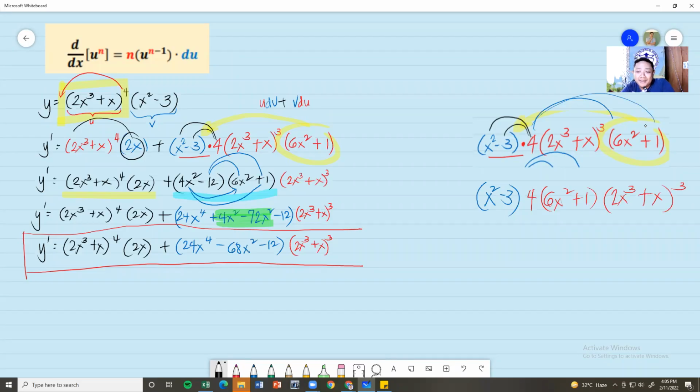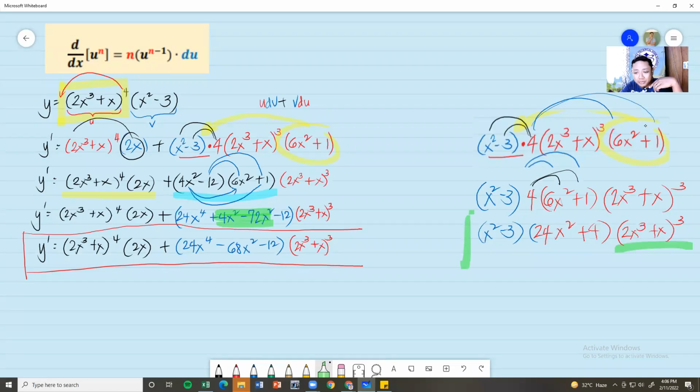Now, distribute ko na si 4 kay 6x squared plus 1. Tama? Okay, so we will have here x squared minus 3 times, distribute 6, 12, 18, 24. Magiging siyang 24x squared plus 4 times 1, 4. And then this will remain 2x cubed plus x raised to 3. Now, si x raised to 3, retain lang yan kasi exponent niya 3, masyadong marami kung papahabain pa natin. Mas magandang simple na lang na ganyan.